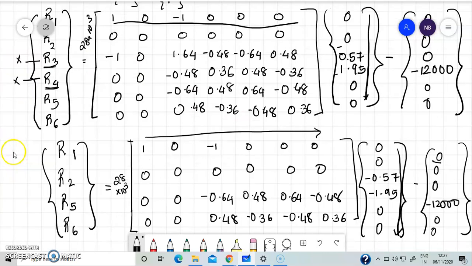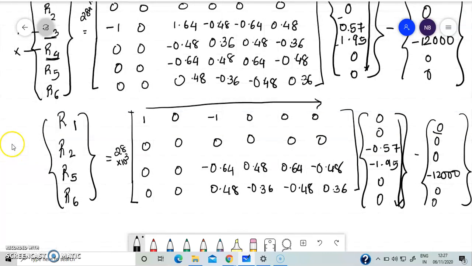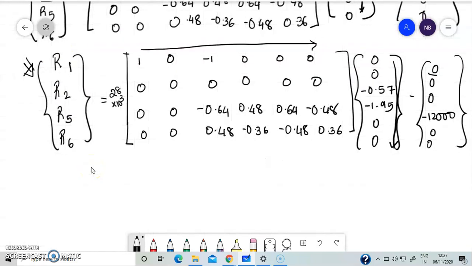So once we eliminate, we get this matrix here that we see. This is the one. So we have only 4 rows and 6 columns. Now to get R1, it will be R1 equals K1, which represents the first row of the stiffness matrix, into the displacement vector minus F1. Okay, so K1 is this one which is indicated by this arrow here.